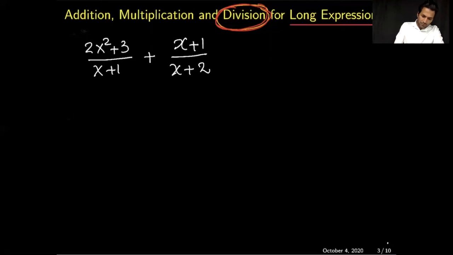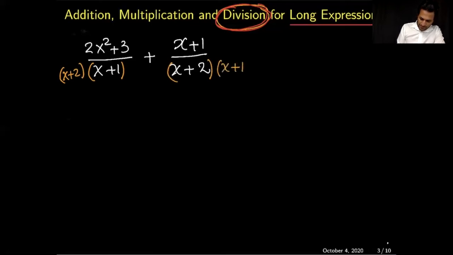So here we will need to find a term which we will multiply to the first denominator. So I can say this is x plus 2, and I need to find a term which I multiply to the second denominator. In this case, my term is x plus 1. So when I multiply these two terms, the denominator of both expressions becomes the same. So as you can see, in this case, my denominator is x plus 1 times x plus 2.